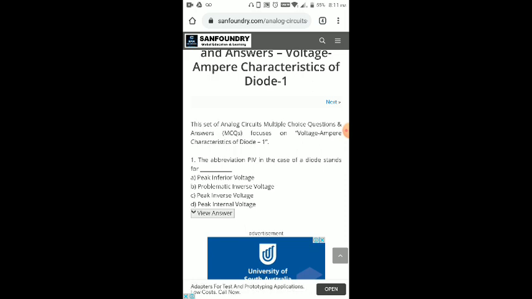First question: the abbreviation of PIV in the case of a diode stands for what? Is it peak inferior voltage, problematic inferior voltage, peak inverse voltage, or peak internal voltage? Most of you know the answer. It is peak inverse voltage. Of course, but where have we seen this concept of PIV?